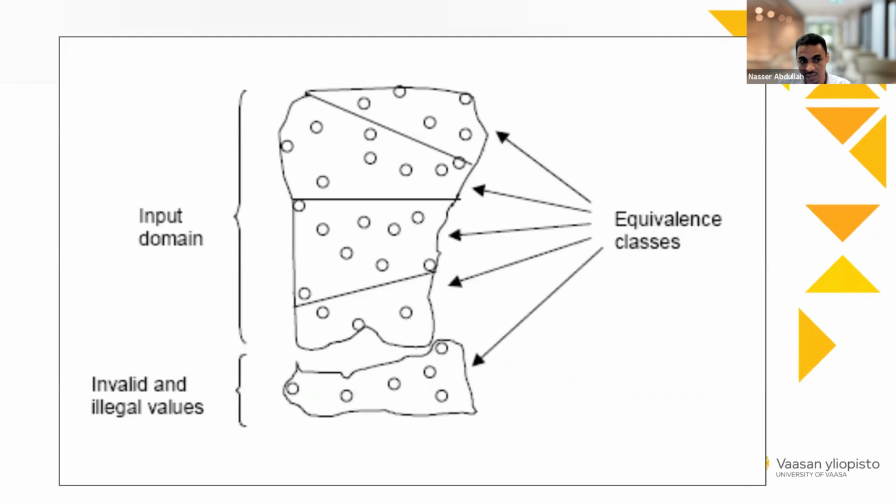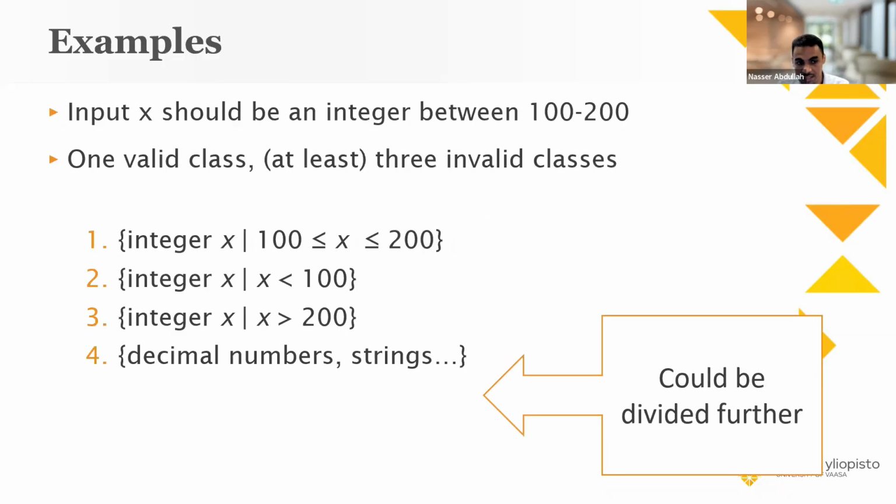Because as you see, for example, this is the input which will be the valid domain or the valid range. But it's many, not only one class or one partition. So let's see some examples. Here we have x, and this x should be between 100 and 200. The same thing: we will divide our input range into partitions.